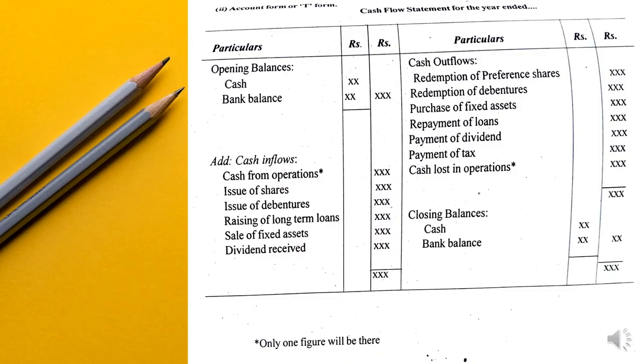With that you will be adding the cash inflow and you will be getting one total. In the next column you will be writing the cash outflow, and at last you will be showing the closing balance of cash and bank balance. Both the total columns will be tallied.